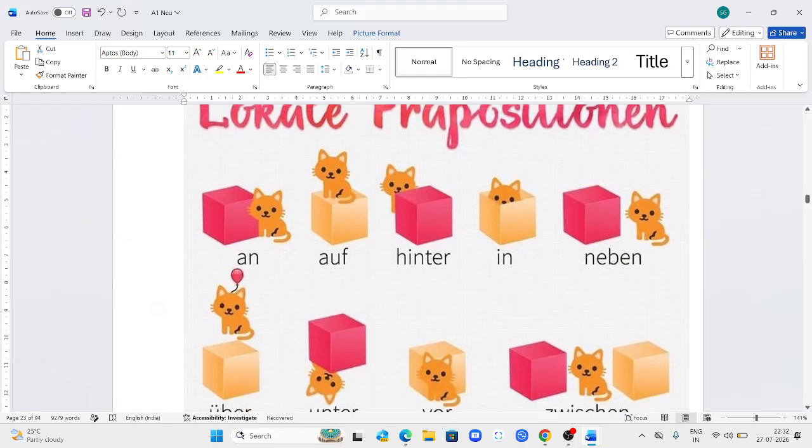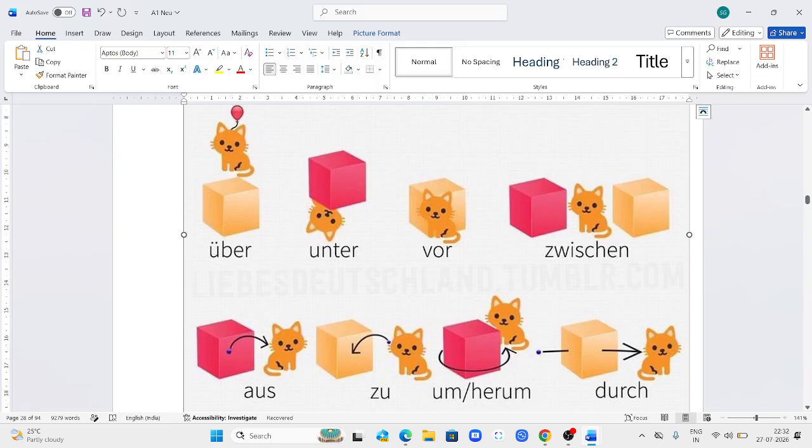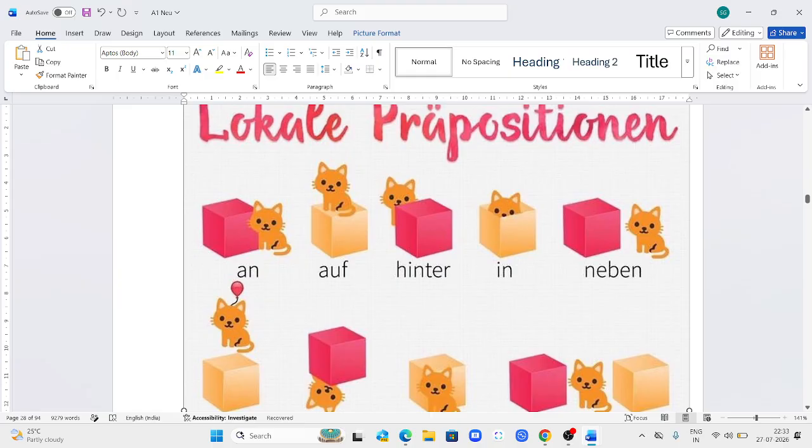Then the next one is, the cat is not touching the surface of the box, but it is hanging on top. Then it is called über, without any touching. If it is touching, it will become auf. Do you remember auf? Here, see? This is auf. This is über. Über means above.